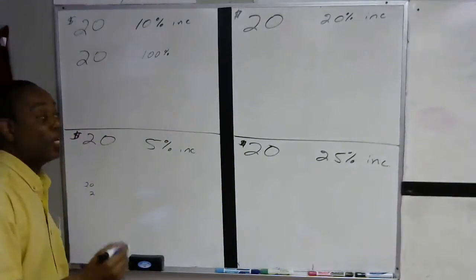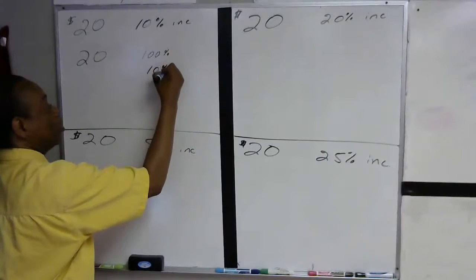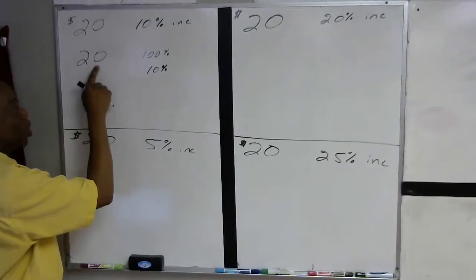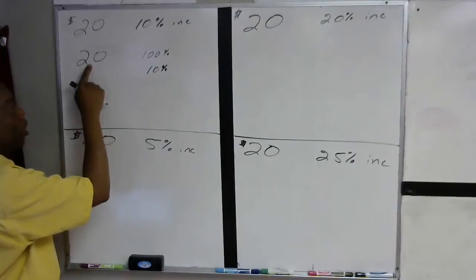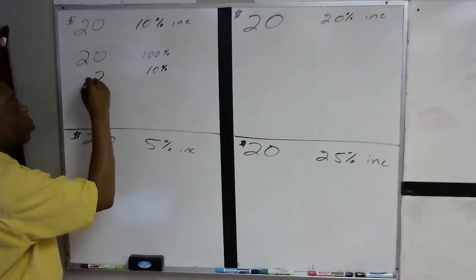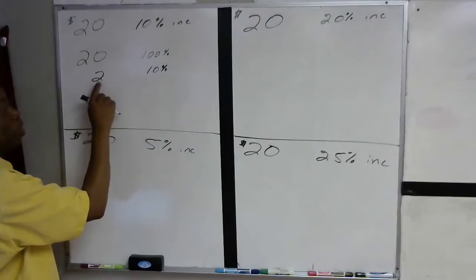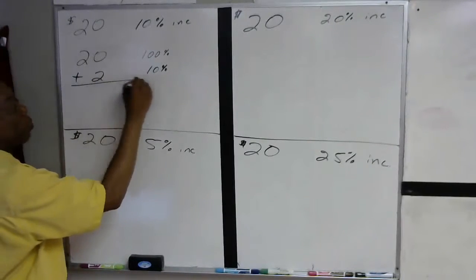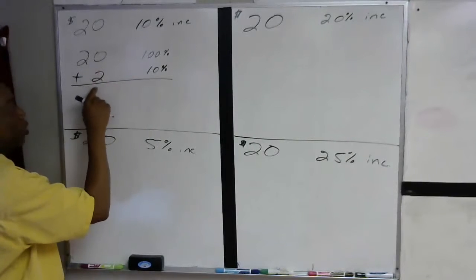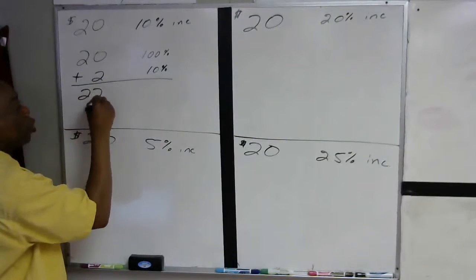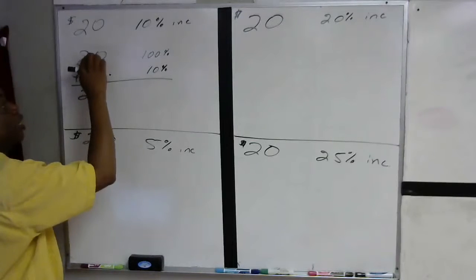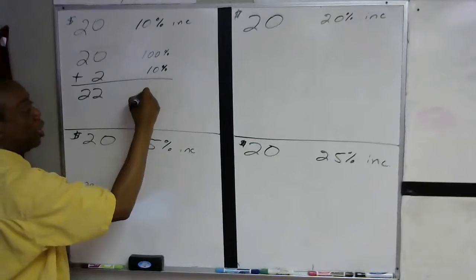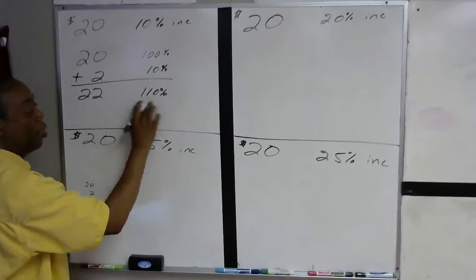Okay, now, how to find 10%? Well, to find 10%, you take the original number and you divide it by 10, or you can remove a decimal. So 20 will become the number 2. So 2 represents 10%. Now, to make an increase, we're going to add them together. 20 plus the 2 equals 22. 22 is the increase on 20, or should I say that represents 110%.